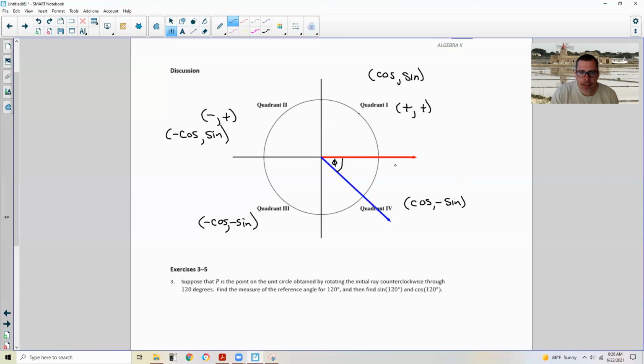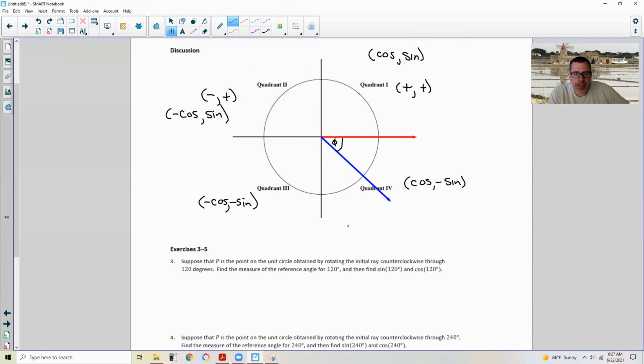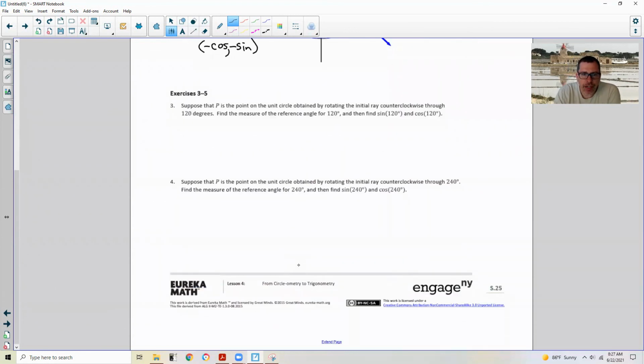Okay, so hopefully that makes sense to you. Reference angle is always between the terminal ray and the x-axis. So we have to figure out what this angle is if we're given any other value. Okay, so now with that being said, exercises 3 through 5.